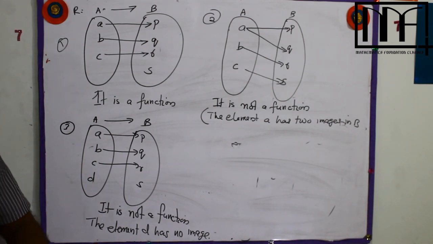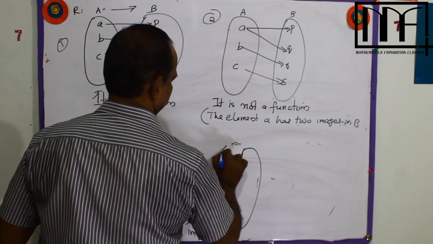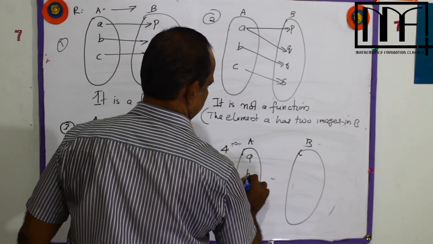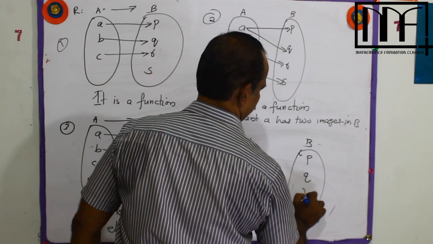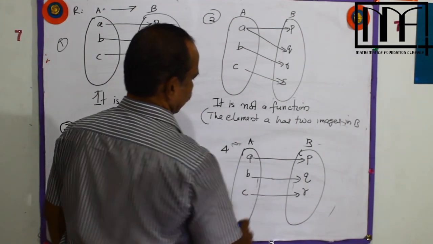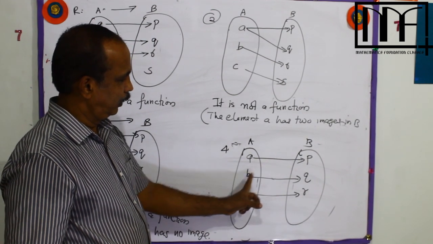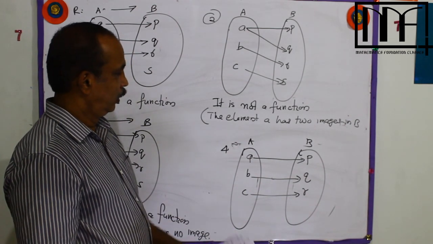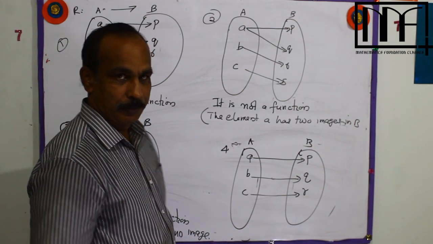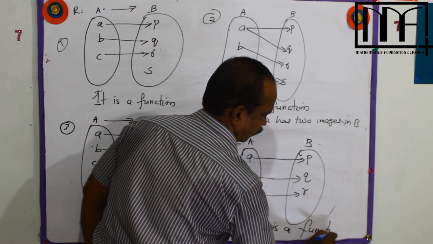Fourth example. A, B, C and P, Q, R. A has image P, B has image Q, C has image R. Therefore all elements of set A have an image in B, and no element has more than one image. Therefore, it is a function.